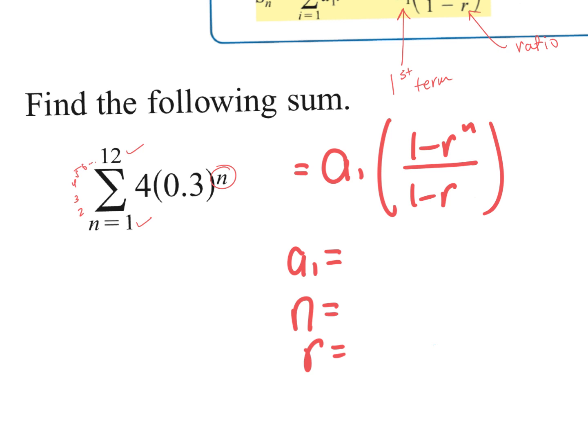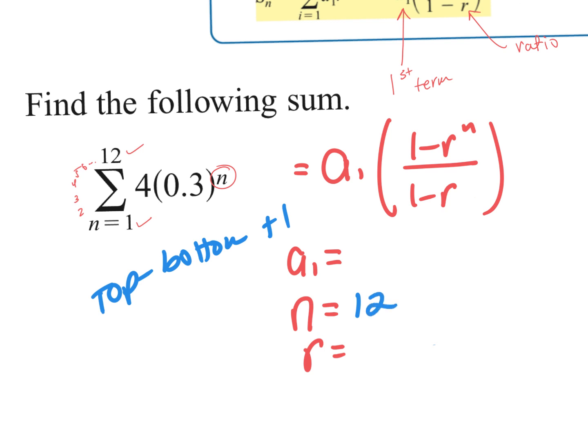Okay, so how do I know how many terms I'm talking about? Well, I told you a little hint. When it starts with 1, it's always the top number. But what did I tell you to do? Top minus bottom, plus 1. What's 12 minus 1? Plus 1 is 12. So we're talking about 12 terms total.